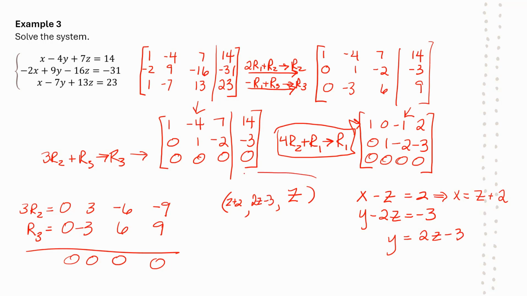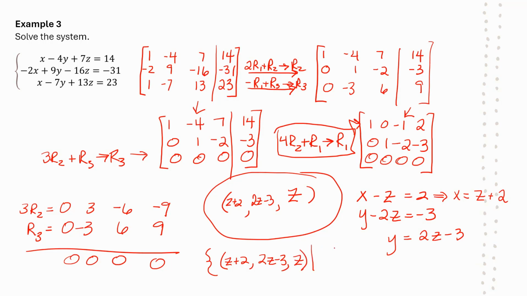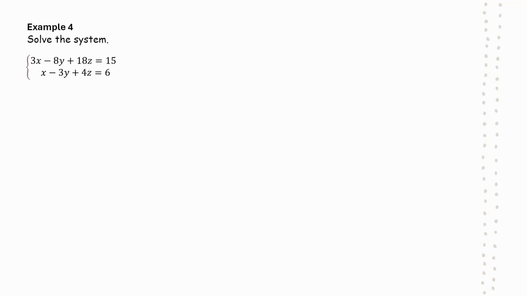This is the kind of solution you want to put when you have dependent equations like this: z plus 2 for the x-coordinate, 2z minus 3 for the y-coordinate, and z for the z-coordinate, and you would say that z is just any real number. Okay, we have another system here. If we go ahead and get this into row echelon form, even though there's no third equation, at least we'll know how the coordinates are related to each other.